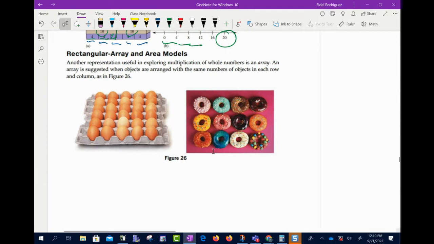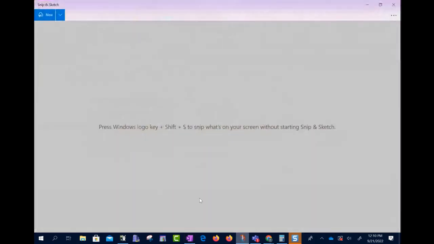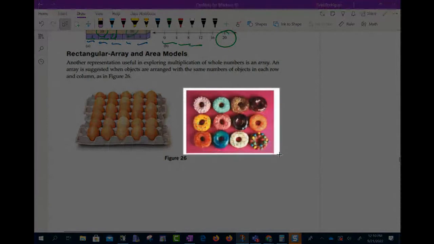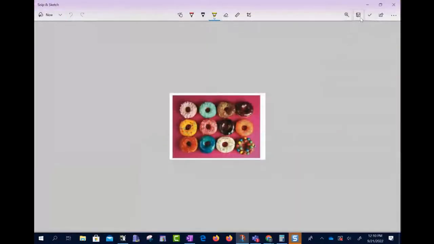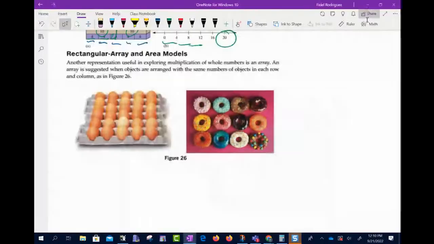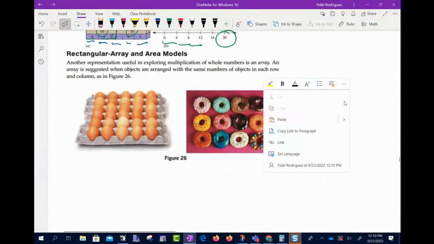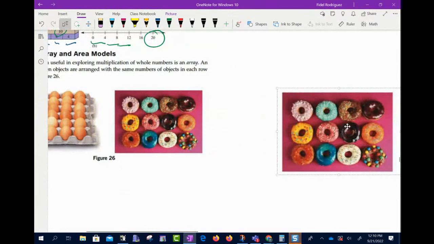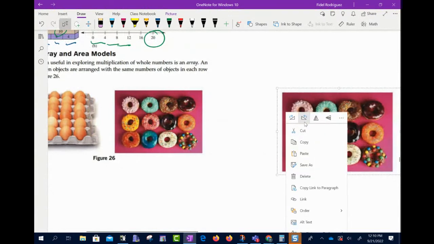So what I want y'all to do is look at this picture of donuts that we have on the right side. I'm going to take a little screenshot of just this piece right here. Let me copy this over, and I want to paste it right here. Let me click on this and rotate it.